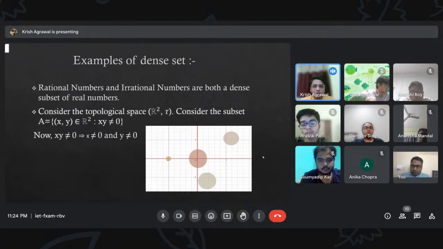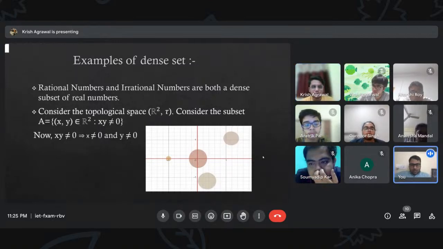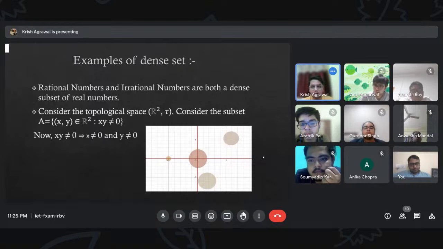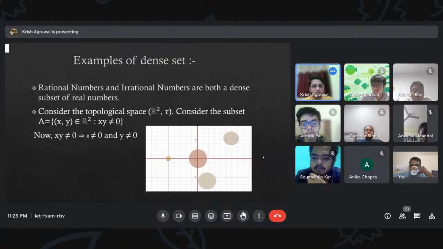Now, if you look at some examples of dense sets, rational numbers and irrational numbers are both dense subsets of real numbers, because if we choose any rational number and create an open ball around it, then its intersection with that open ball will contain some real number. So the intersection won't be empty. That will make rational numbers dense in real numbers. Similarly, the same argument can be made for irrational numbers.